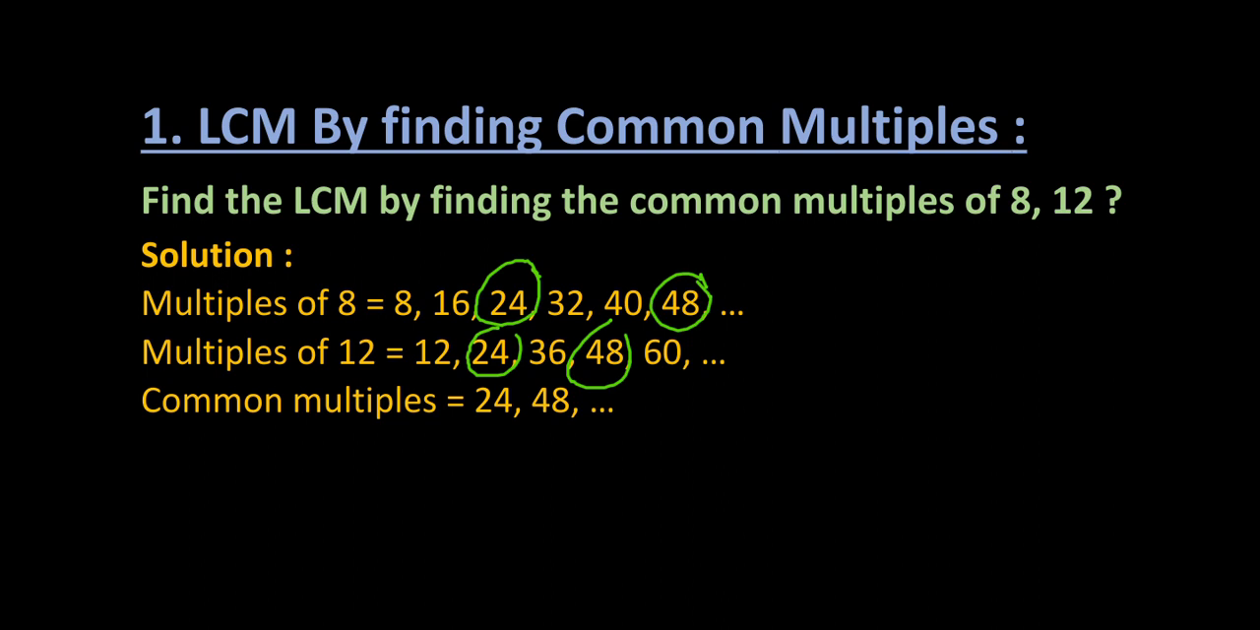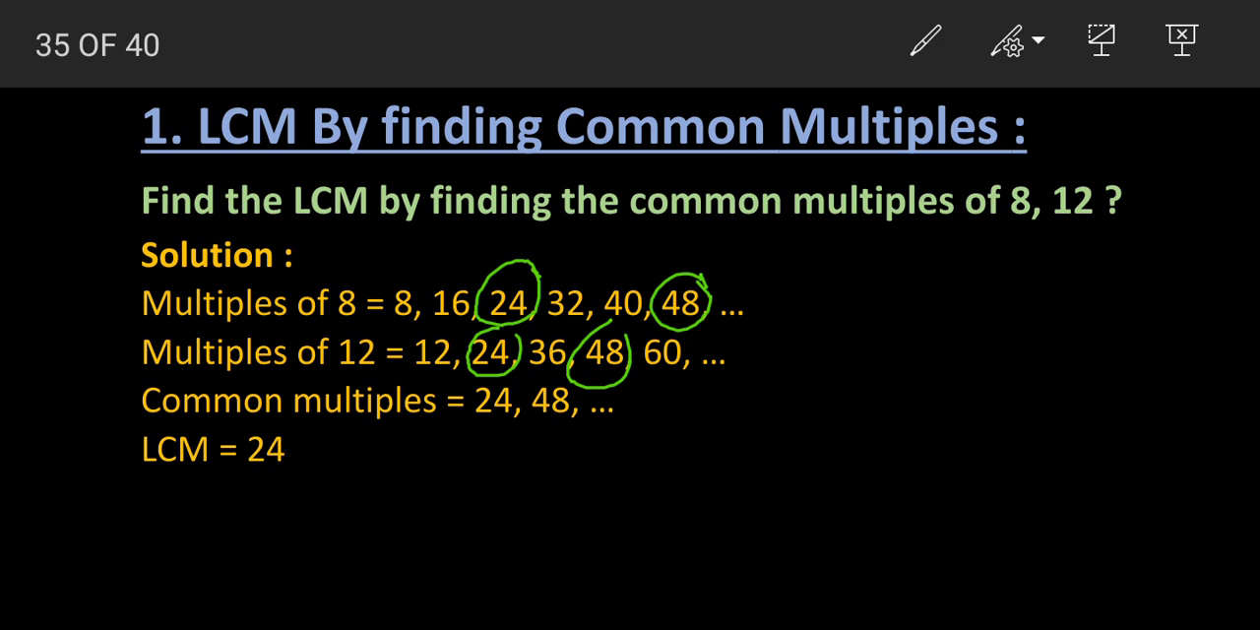72. Okay, now come to the next one, that is LCM. As we have already discussed, LCM means we have to find the smallest from the common multiples. So here 24 is the smallest one, so we can say that the LCM of these two numbers is 24.